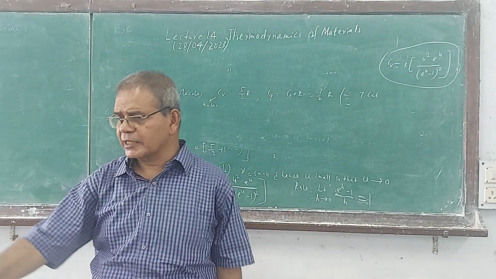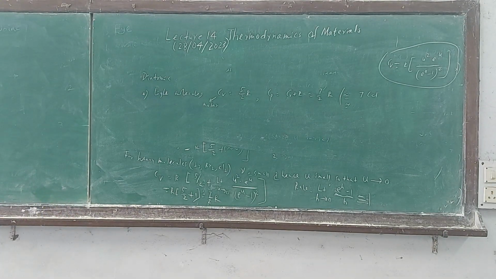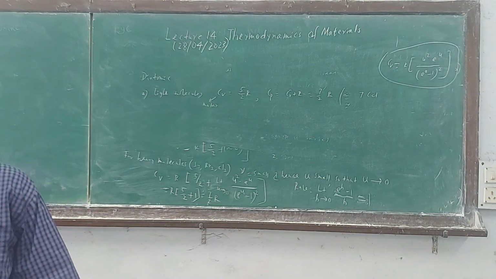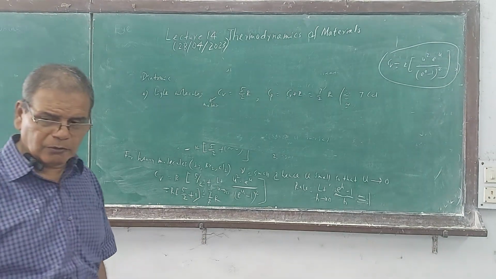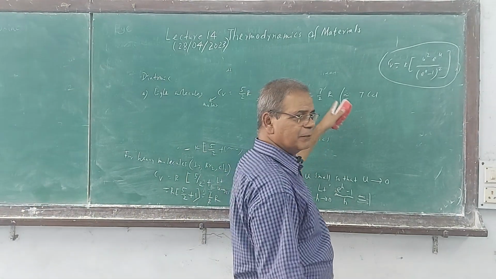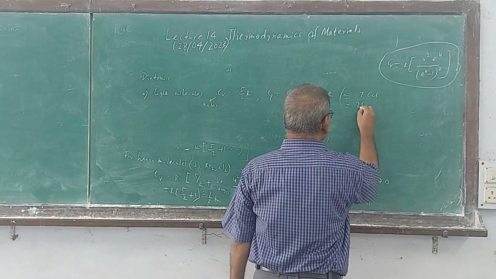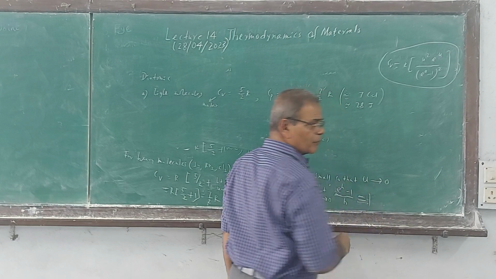Hello, what are you doing there? What is the value of R? Okay, what are you doing there? No. Here, concentrate here. So 8.3, roughly 28 joule.